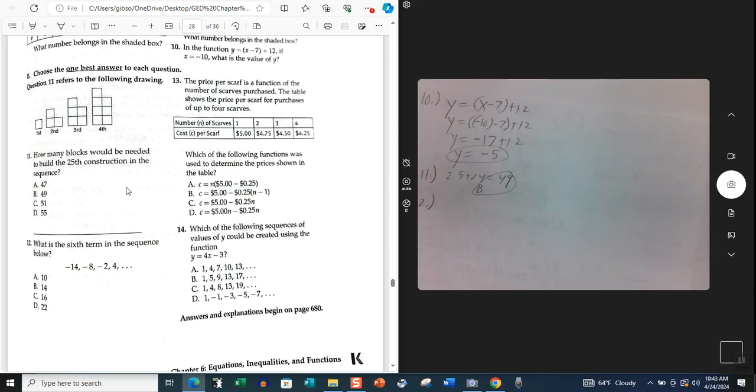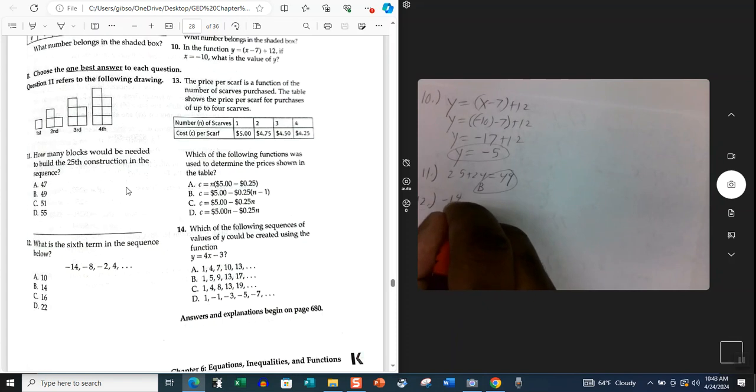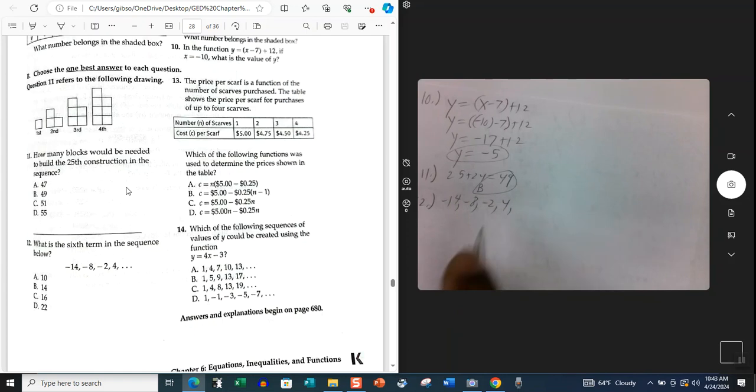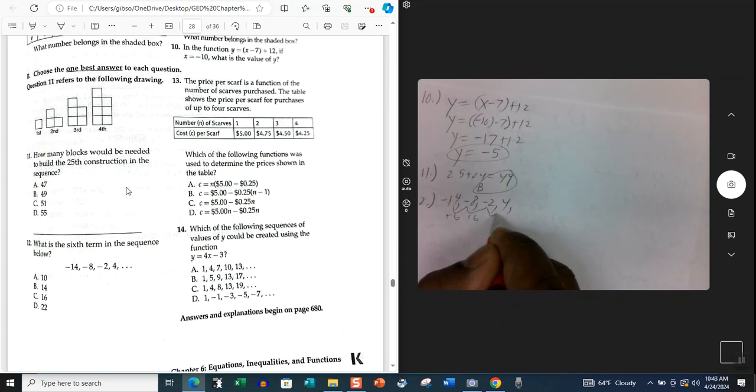Now number 12, it says, what is the sixth term in the sequence below? So we have negative 14, negative 8, negative 2, 4. So we have the first 4 terms. Now negative 14 and negative 8, we'll be adding 6. Negative 8 to negative 2, we add 6. Negative 2 to 4, we add 6.